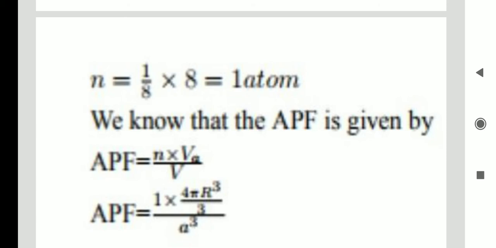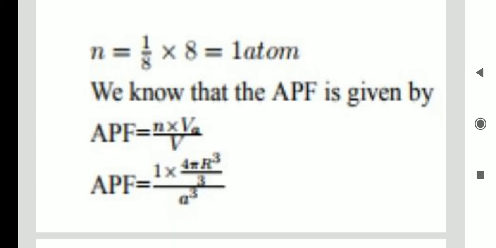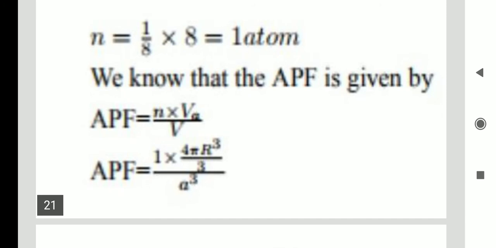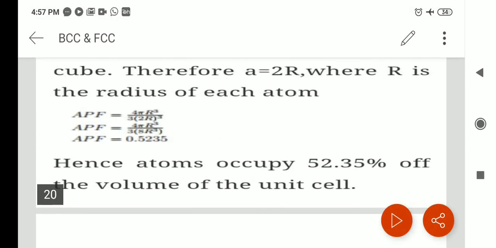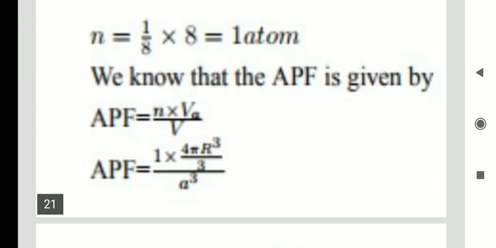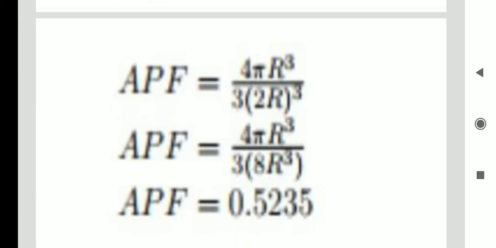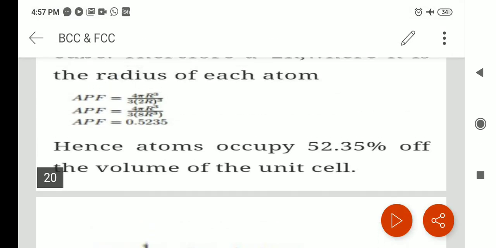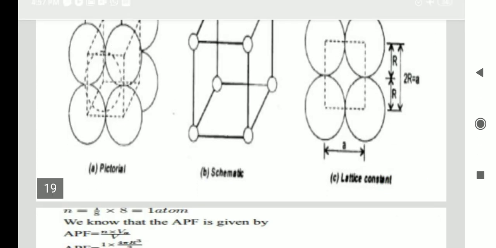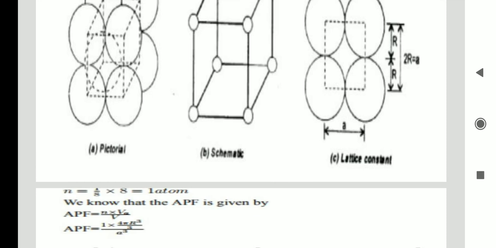We know the APF formula. What is the APF formula? N into VA by V, where N is 1 atom, and VA is the volume of the atom in a unit cell, that is 4 pi r cube by 3, divided by a cube. So now we simplify, then you will get the answer. Simplify where A equal to 2R. Why 2R? See the figure. From this figure we can simply analyze A equal to 2R.